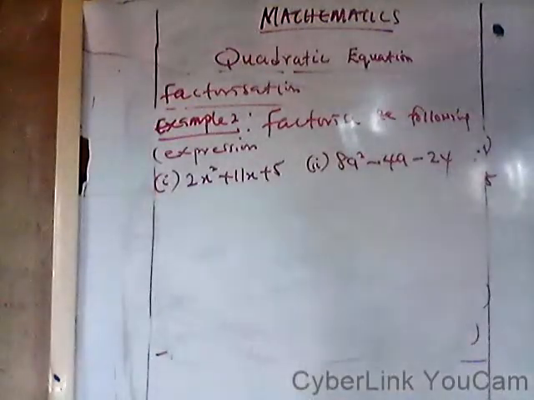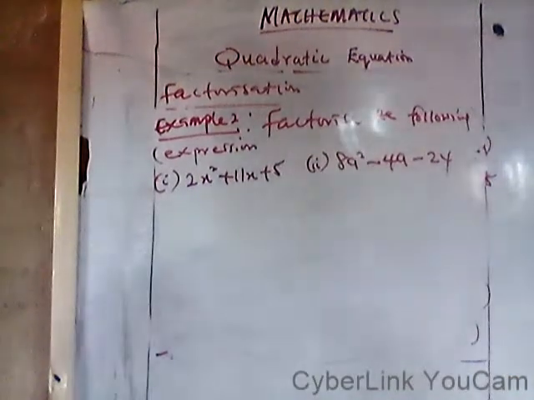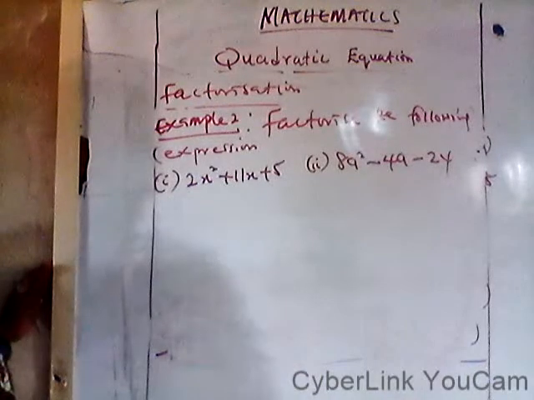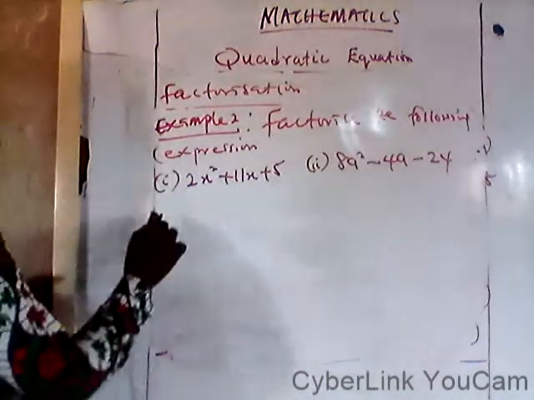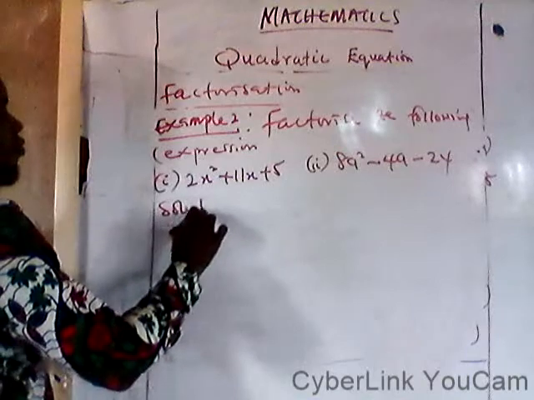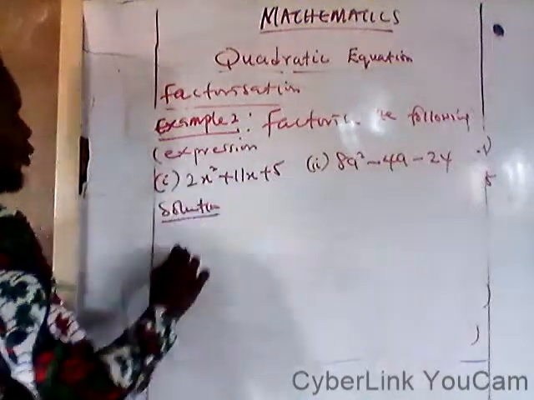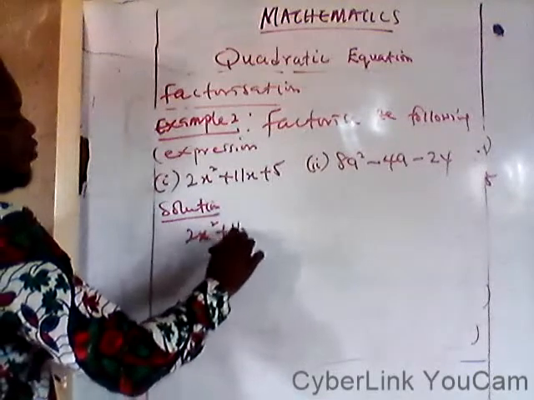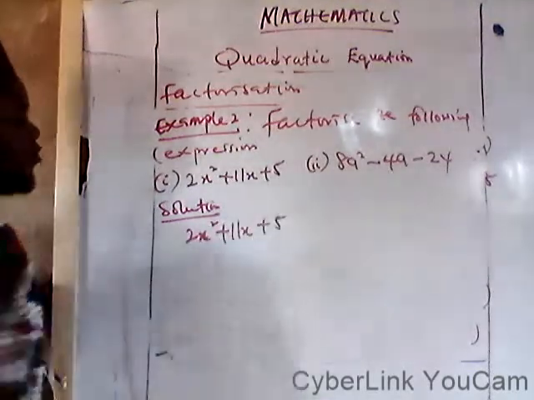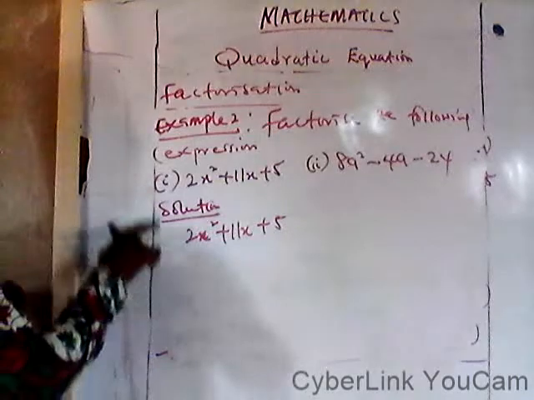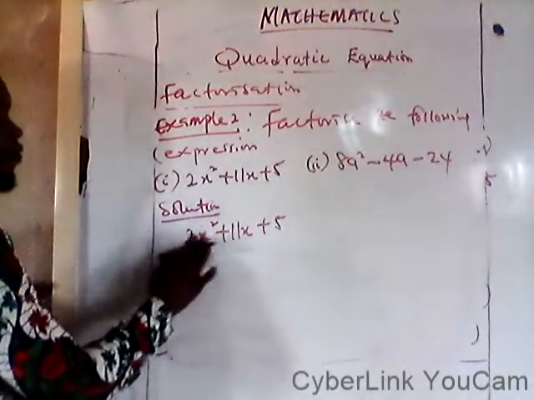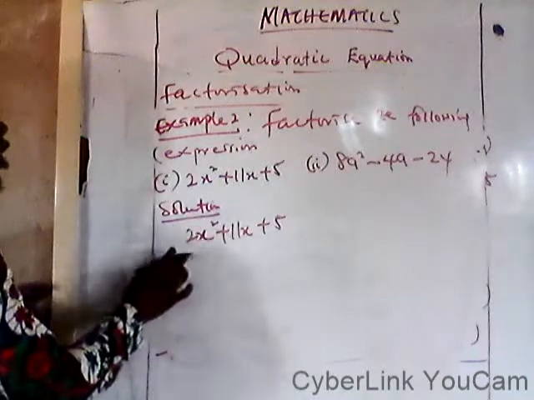So how do we do that? First expression, the second expression. Now, you see that this one is different from what we did earlier on. Now, solution. The first one, you have your 2x squared plus 11x plus 5, right? You are going to consider two numbers here. What are those numbers? 2 and 5.